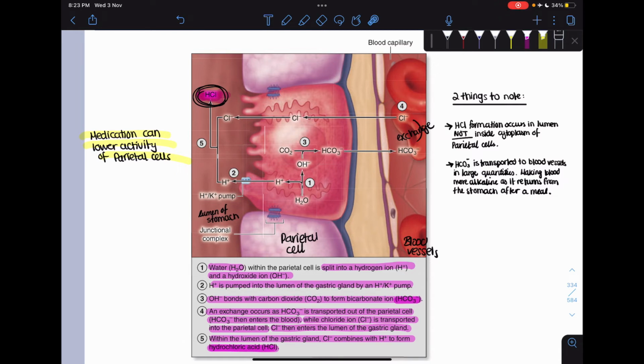So the bicarbonate that leaves the parietal cell to the blood vessels leaves in large quantities, so it makes the blood more alkaline as it returns from the stomach after a meal.